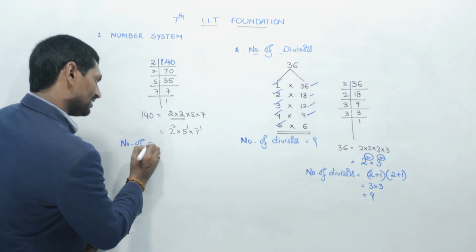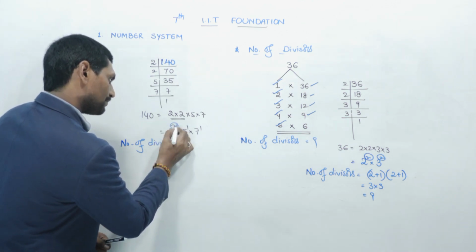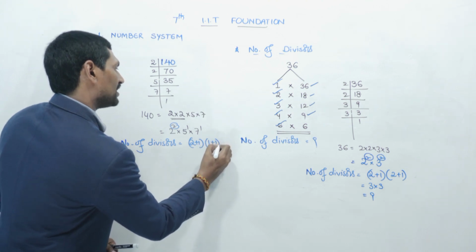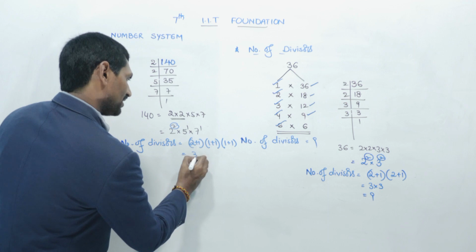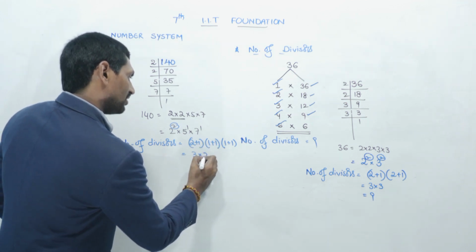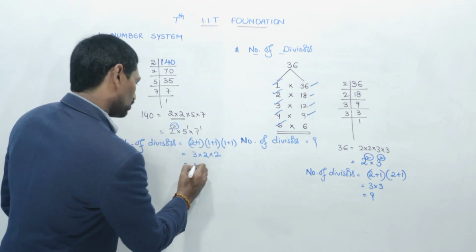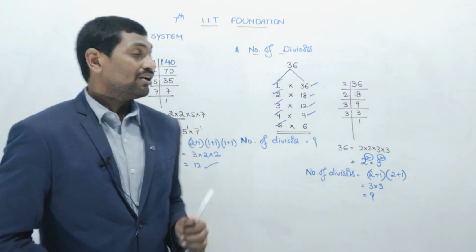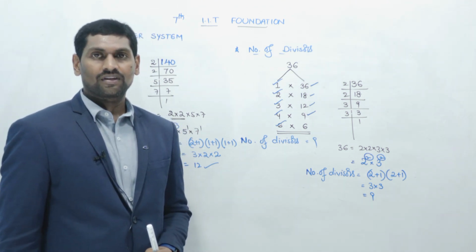Therefore the number of divisors: the first exponent is 2, so 2 plus 1. The second exponent is 1, so 1 plus 1. The third exponent is also 1, so 1 plus 1. So 2 plus 1 is 3, 1 plus 1 is 2, and 1 plus 1 is 2. So 3 2s are 6, 6 2s are 12. There are 12 factors. The number of factors of the composite number 140 is 12. Okay.